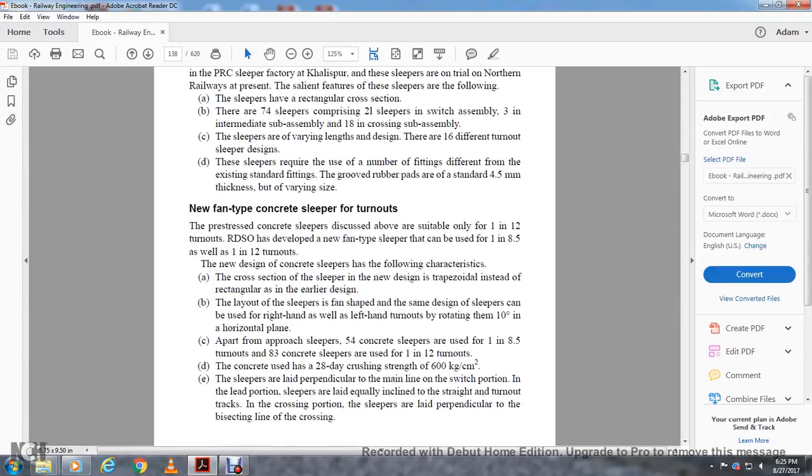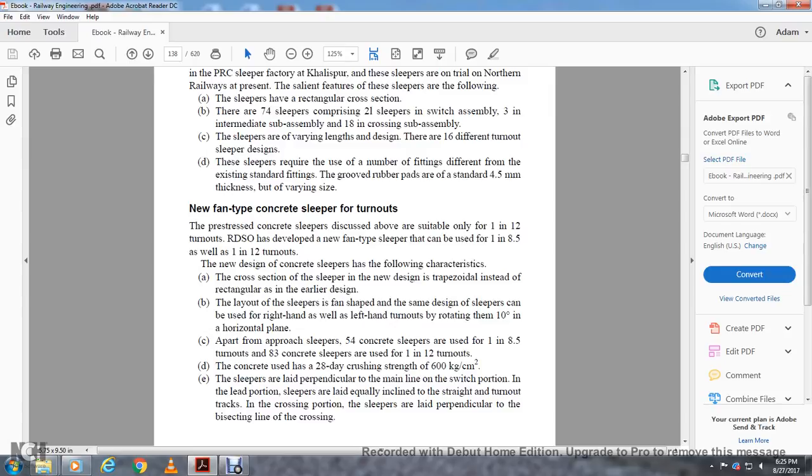The new fan-type concrete sleeper for the turnout. The pre-stressed concrete sleeper discussed above is suitable only for 1 in 12 turnouts. The RDSO has developed a new fan-type sleeper that can be used for 1 in 8.5 as well as 1 in 12 turnouts. The new design concrete sleeper has the following characteristic cross-section of the sleeper.